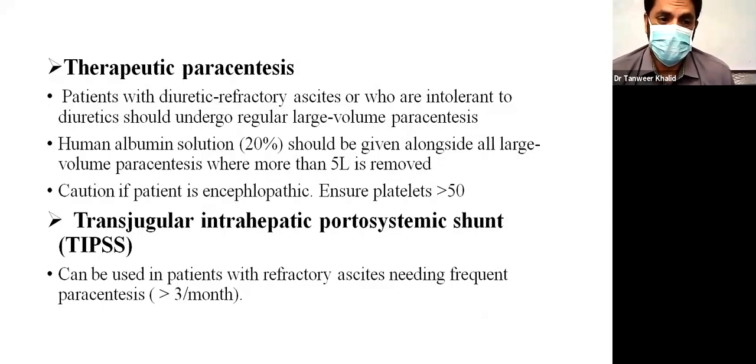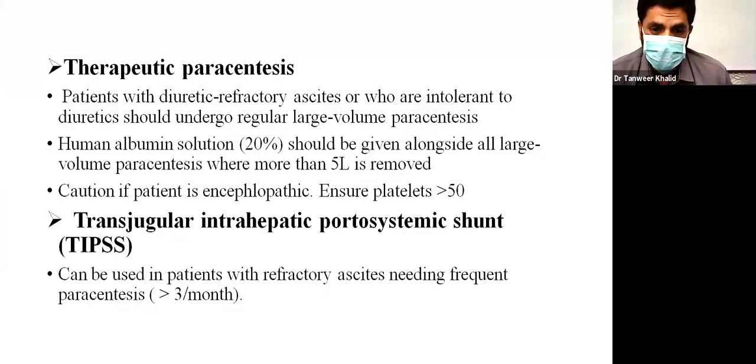Another option is therapeutic paracentesis. Patients with diuretic-refractory ascites, or who are intolerant to diuretics, should undergo regular large volume paracentesis. Paracentesis is basically the removal of fluid from the peritoneal cavity. So we pass a cannula into the peritoneal cavity and remove excessive fluid from there.